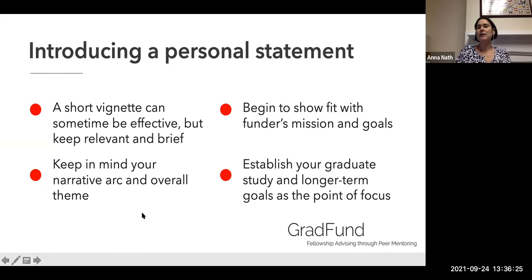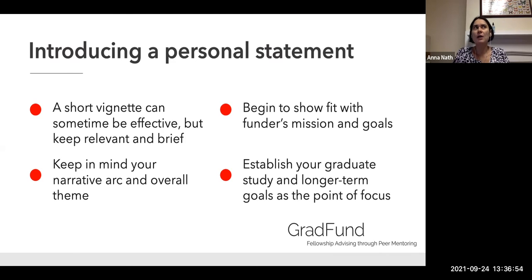And then finally, how do you introduce a personal statement, right? Students often struggle with that, right? So now you've thought about all your answers, you've thought about these questions, and okay, but how do I start? Often, people tell a story. A short vignette can sometimes be effective, no doubt, but keep it relevant and brief, right?